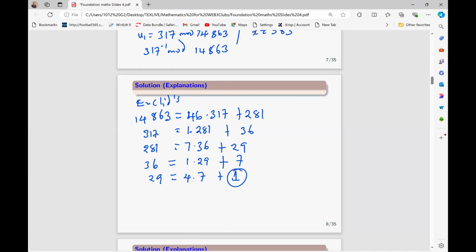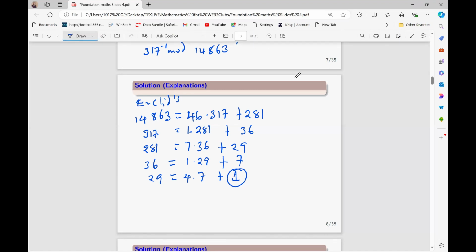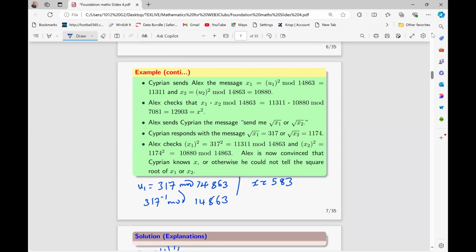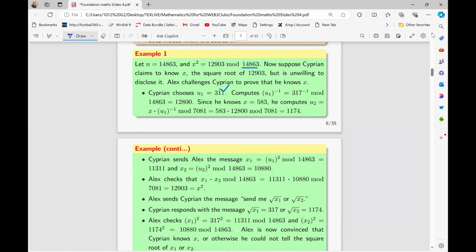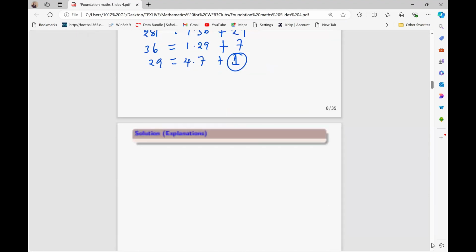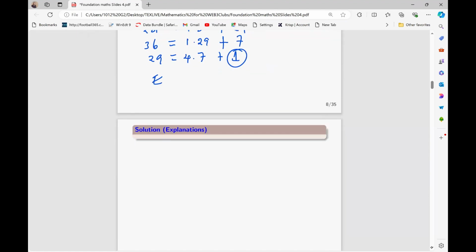When you reverse this, I'll not go through that. When you reverse that, you'll get that inverse as 12,800. 12,800 is the inverse. So here I just used the extended Euclidean algorithm.